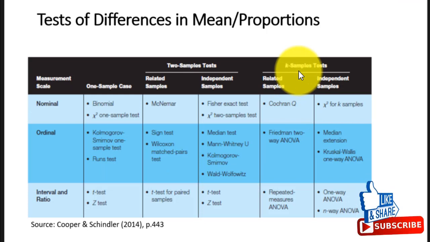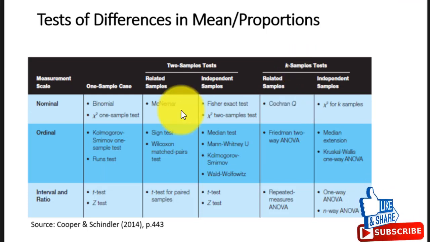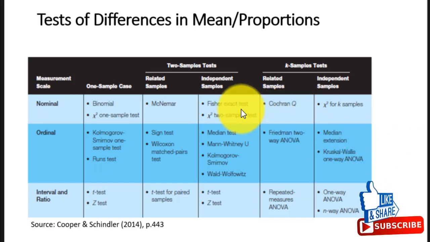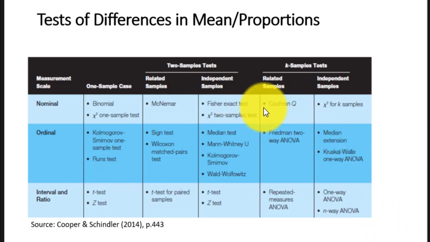If the study involves more than two samples, for nominal scale variable, Cochran test can be used. Cochran's Q test is to find out the differences in the related sets of three or more frequencies or proportions. It is actually an extension of the McNemar test. For ordinal scale variable, Friedman's two-way ANOVA can be used for the related samples, and repeated measure ANOVA can be used for numerical scale variable.